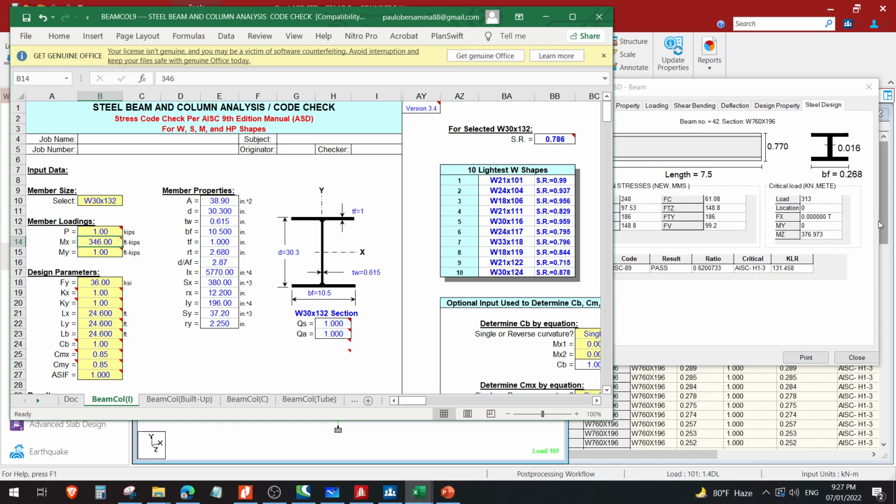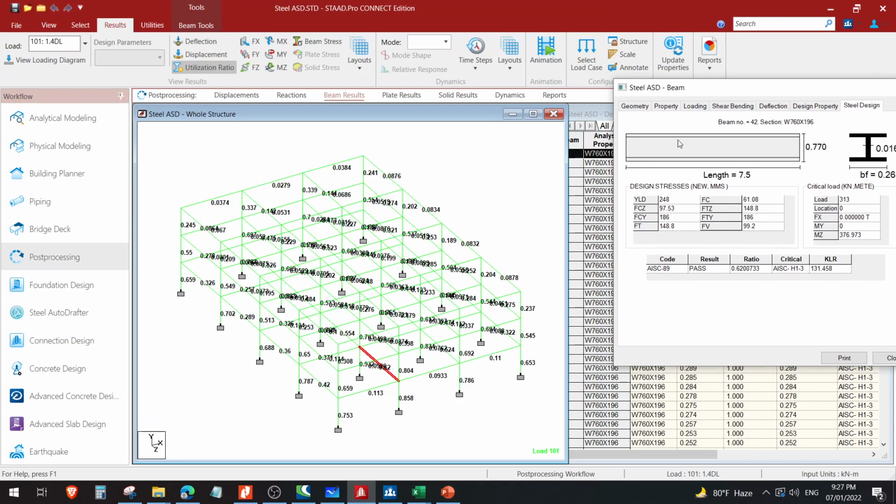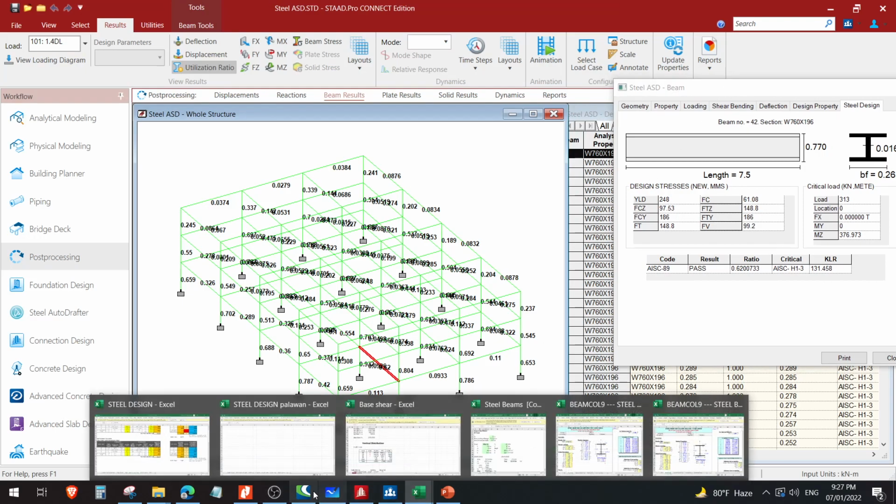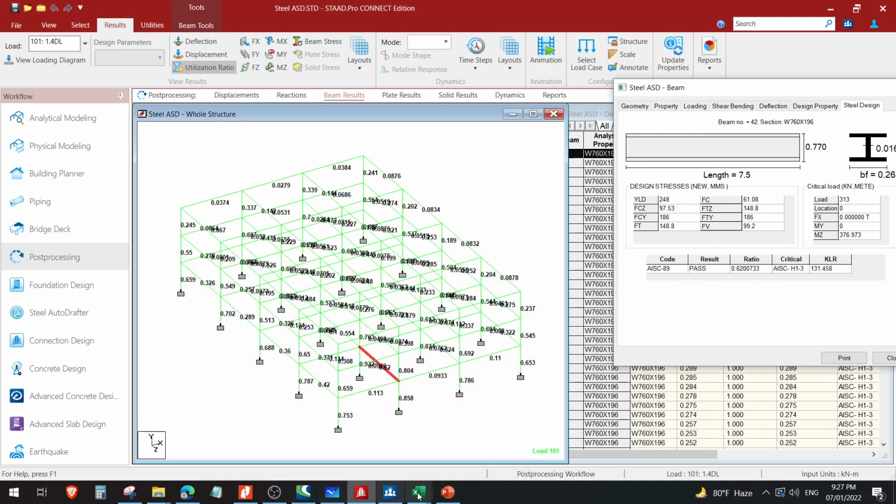278 pala. Sorry. To convert. Yeah, so this should be 278.5. Yan, so close na siya. 0.636 yung demand capacity ratio niya versus kay STAAD na 0.62. Okay, let's further check yung mga capacity ni spreadsheet.